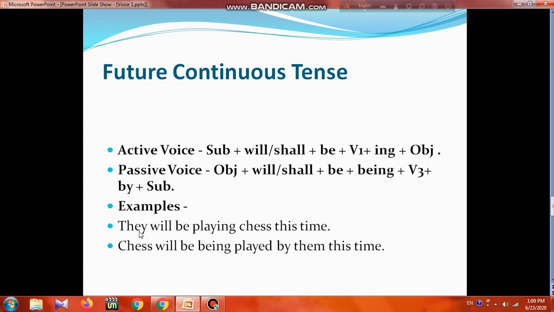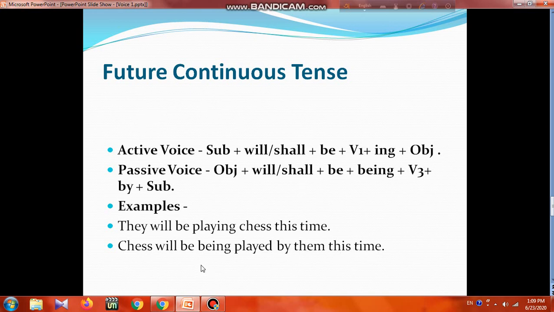For example, they will be playing chess this time. If I change it to passive, chess will be at the beginning, then will be, then being will be here, then B3 of the verb played, by, then the objective form of the subject, they becomes them, this time. So they will be playing chess this time will be changed to chess will be being played by them this time.